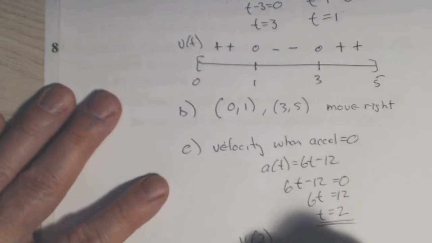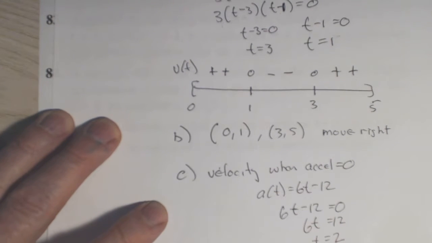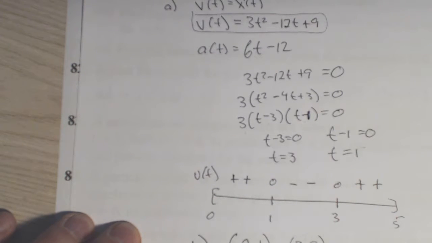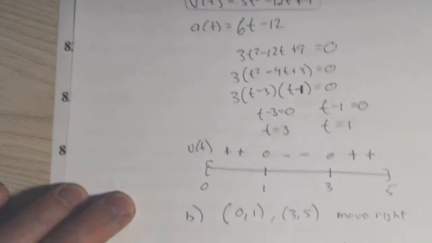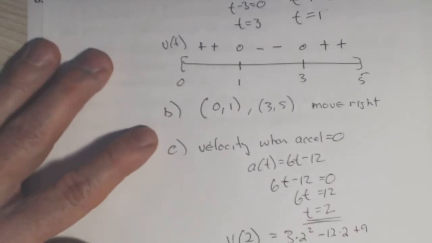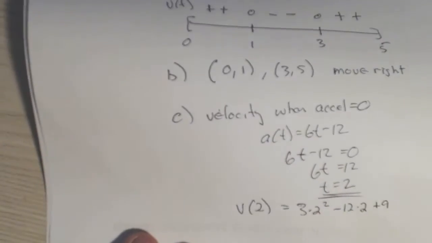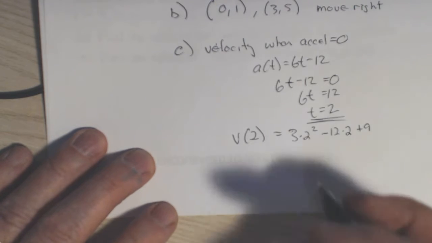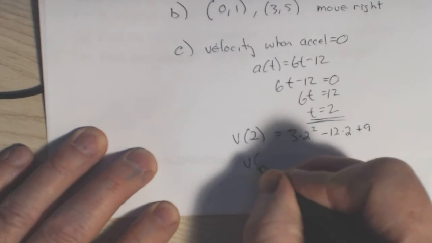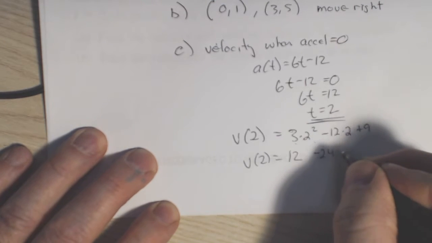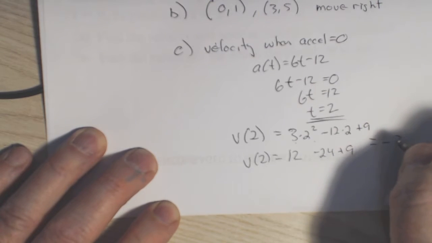So v of 2 is, well, v of t was, this is way up here, 3t squared minus 12t plus 9, so I'm just going to plug a 2 in for those t's. That'll be 3 times 2 squared minus 12 times 2 plus 9. Okay, and that's going to be v of 2 equals 3 times 4 is 12 minus 24 plus 9. It works out to be negative 3.